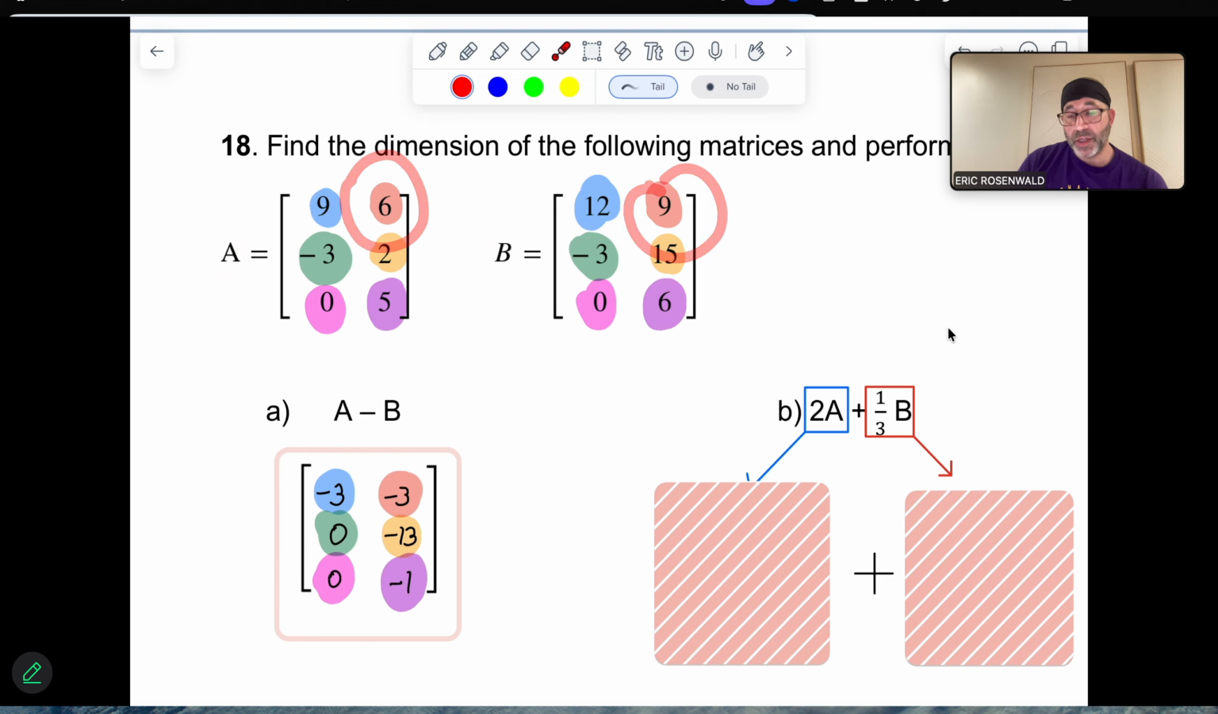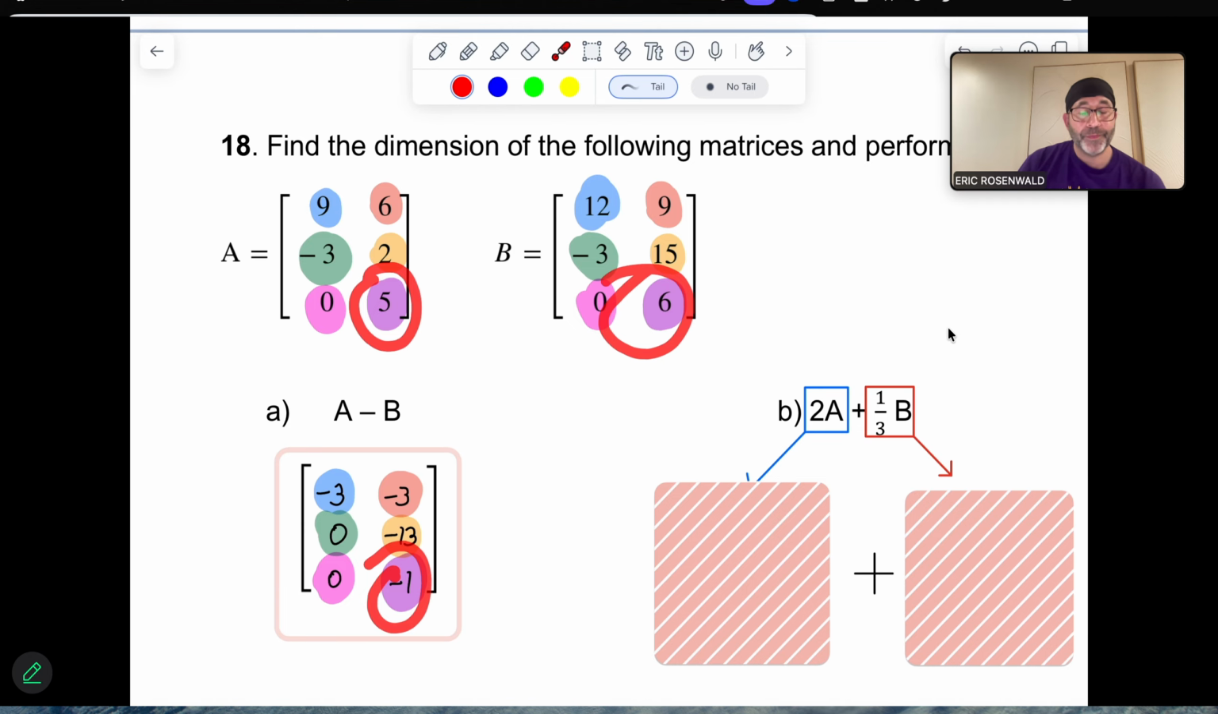And so matching all the colors up, 9 minus 12 gives me negative 3. Okay. 6 minus 9 gives me negative 3. Negative 3 minus negative 3 is going to give me a 0. 2 minus 15 gives us a negative 13. 0 minus 0 gives us 0. And then last one, 5 minus 6 gives us a negative 1.